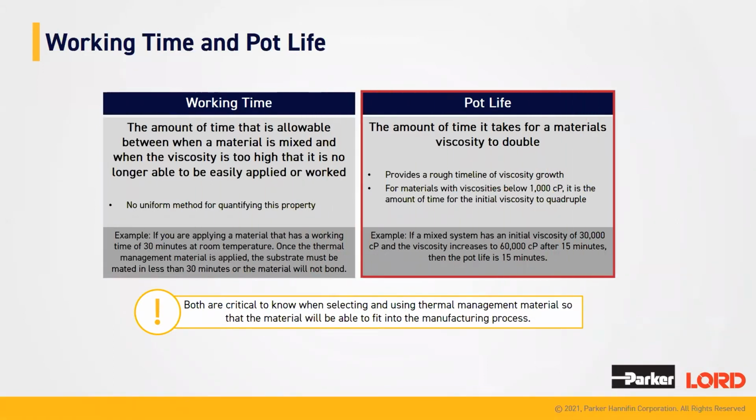Now switching over to pot life. The pot life is the amount of time that it takes for the material's viscosity to double. And an example of that is that if a material has an initial viscosity of 3,000 centipoise, once that viscosity reaches 60,000 centipoise, that is when the pot life is considered. So if it reaches 60,000 centipoise after 15 minutes, the pot life is 15 minutes.